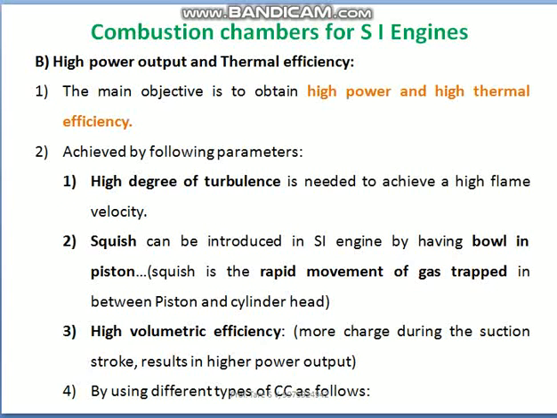The next important part involved in this design of combustion chamber is high power output and thermal efficiency. Of course, these are the main objectives. Those can be achieved by the following parameters. The first one is a high degree of turbulence, needed to achieve high flame velocity. We have seen that turbulence and flame velocity have a relationship, and we discussed it in the last video. If turbulence is higher, then high flame velocity can be achieved.